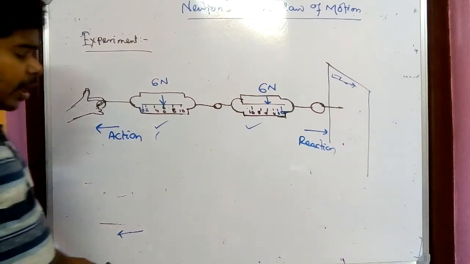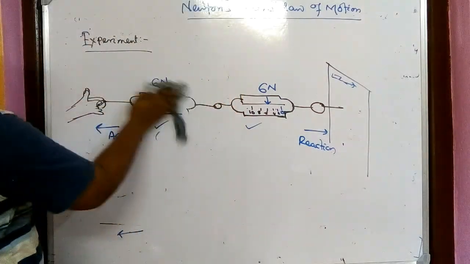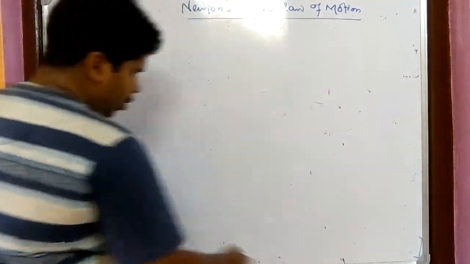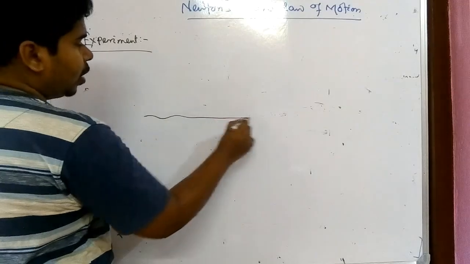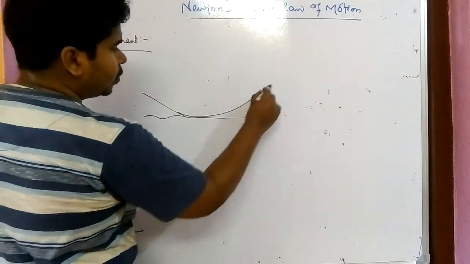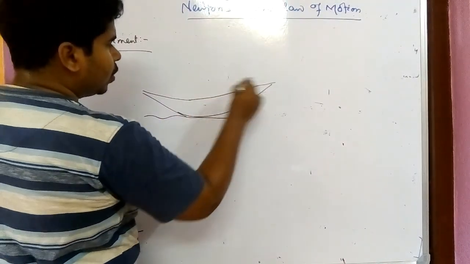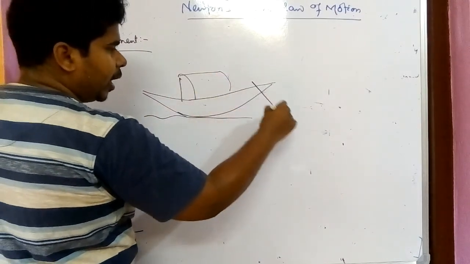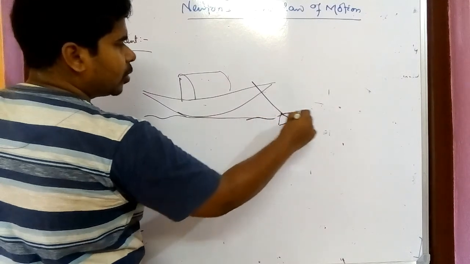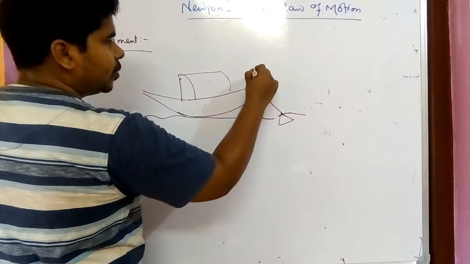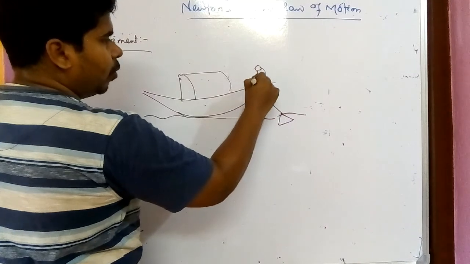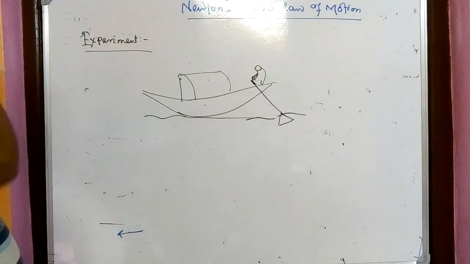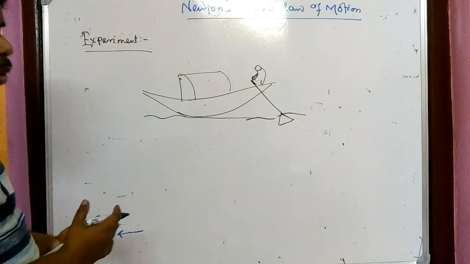Okay. So apart from this also many more examples are there. Whenever the boats, we all know, are floating over the river, with the help of an oar, we all know that the man who is sitting, holding the oar, is able to take the boat in any direction.